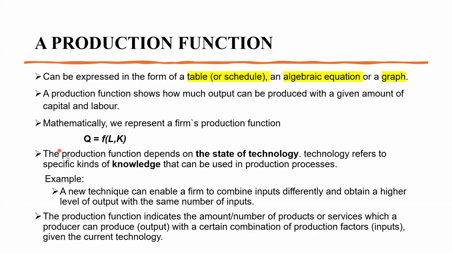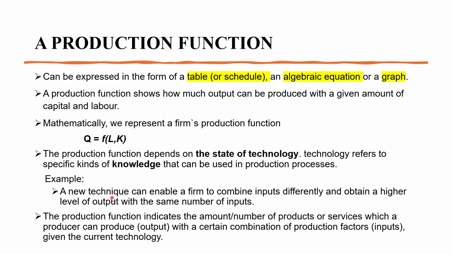And then yeah, they basically start explaining the same thing here, but the production function depends on the state of technology. Technology refers to the specific kinds of knowledge that can be used in the production process. So meaning that now, the production function can also depend on the state of the technology, which is the knowledge that can be used in the production process.